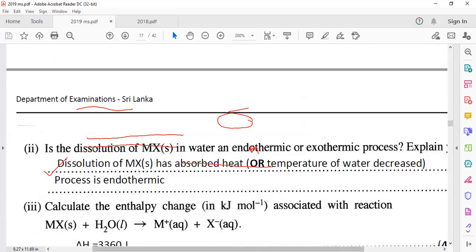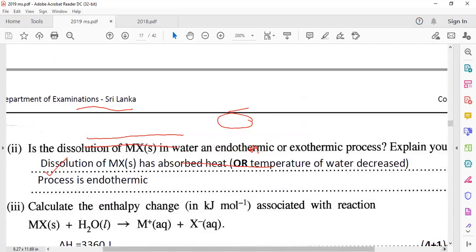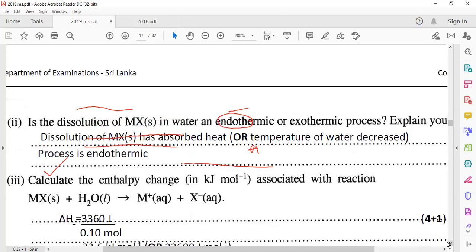Right, and I asked the question: is the dissolution in water endothermic or exothermic, right? It's definitely endothermic. What is the reason? During this process the temperature was decreased, right? From 25 to 17, that means the system absorbed the heat. That means this process is endothermic.